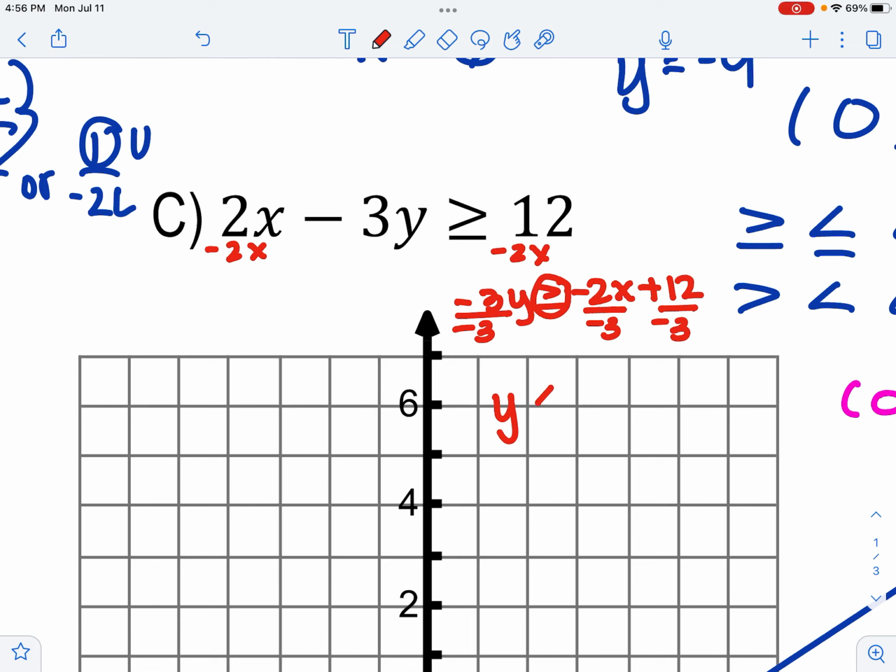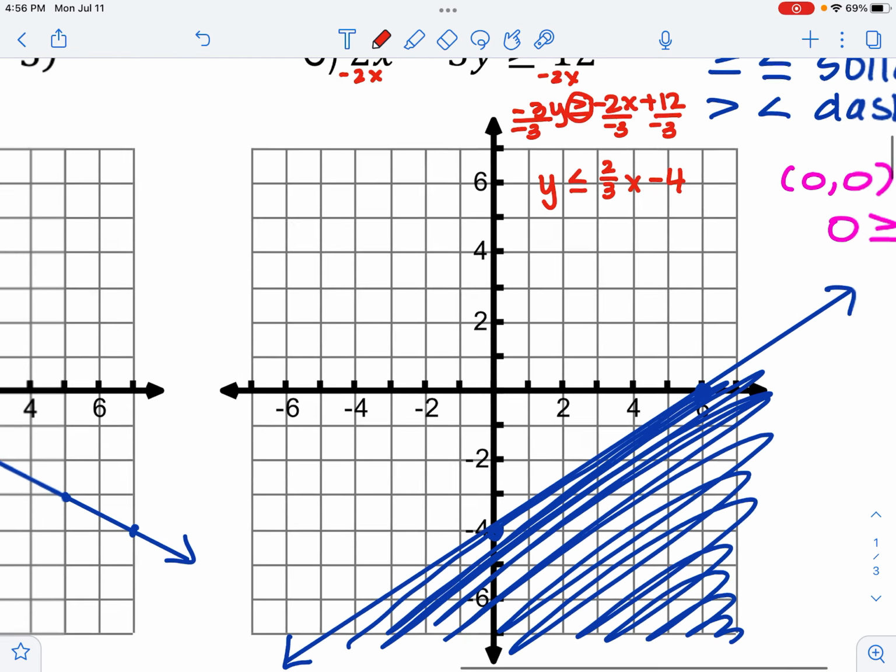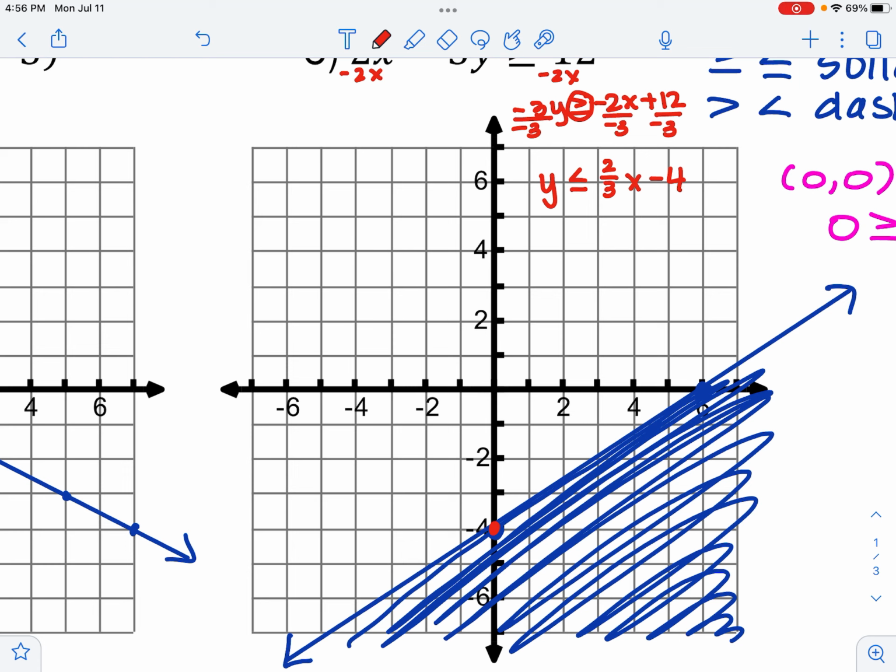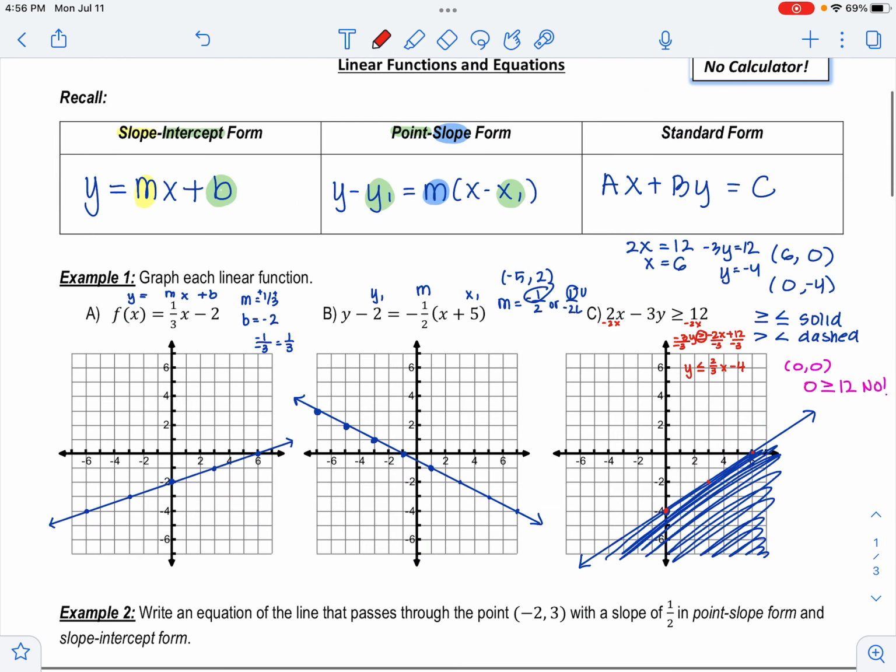So this would be y is less than or equal to 2/3 x minus 4. So if you look at this line over here, the y-intercept is negative 4. And then if you go up 2 over 3, you do have another point. So it is the same line. The only thing is you have to remember to switch that inequality symbol when dividing by a negative.